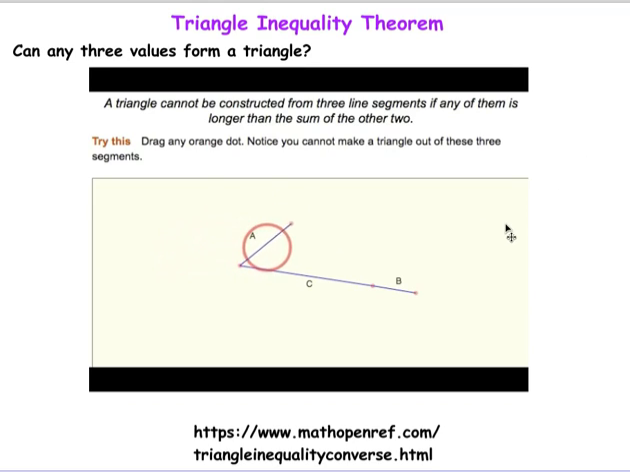We can also try to make a triangle using the same website. You can play around with these different lengths. And as you can see, as much as I want to make a triangle, and as much as I move A and B, it's just not going to be working for me. So there's got to be something to these side lengths. And thanks to the triangle inequality theorem, we can figure that out.